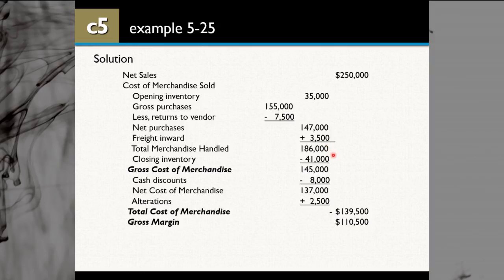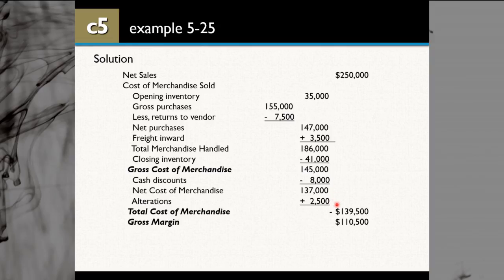And if you deduct the closing inventory, think about that. So total merchandise available minus closing inventory, your final inventory left, that's going to be your cost of merchandise sold. So your merchandise available or handled minus closing inventory is going to be your gross cost of merchandise sold. So you got this 145,000 as your gross cost of merchandise. And this one didn't consider cash discounts or alterations.